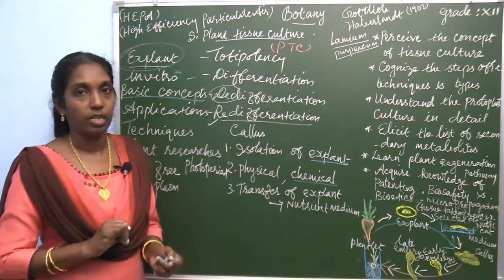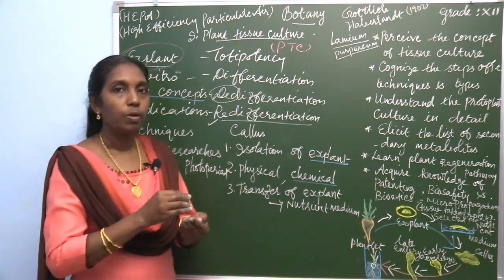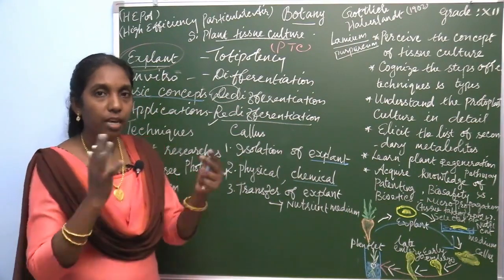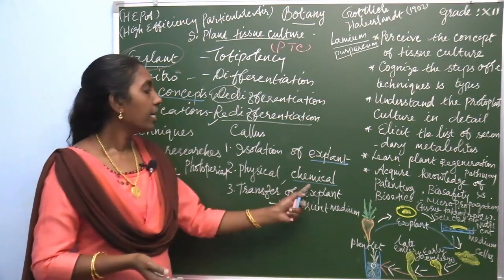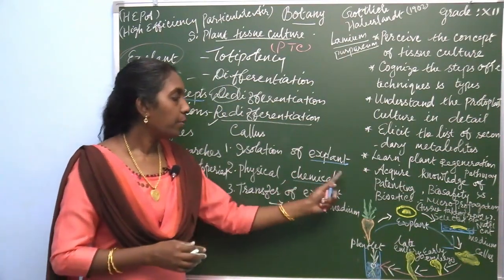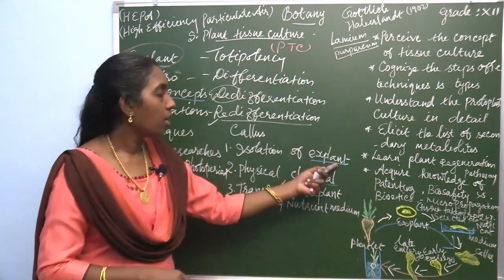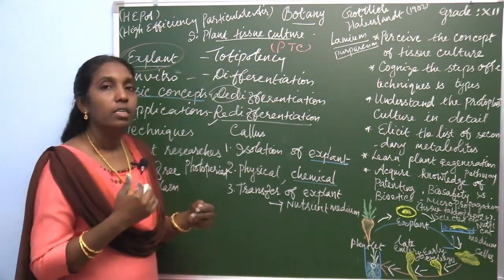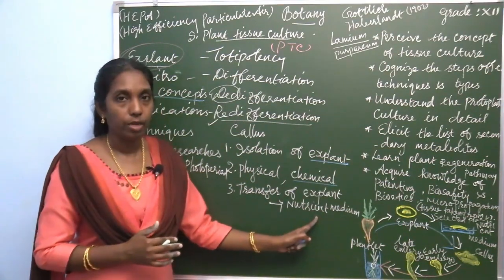Isolation is very important. Isolation of the explant is important, and the explant undergoes physical and chemical treatment. That means artificial environmental conditions as well as artificial chemical substances and nutrient medium can be provided to allow this explant to develop into an entire organism. Third, this explant can be transferred into the nutrient medium.